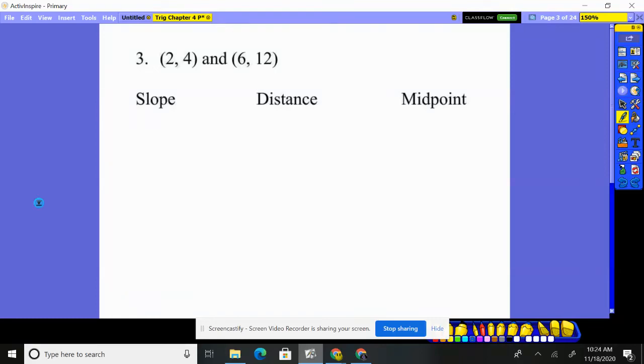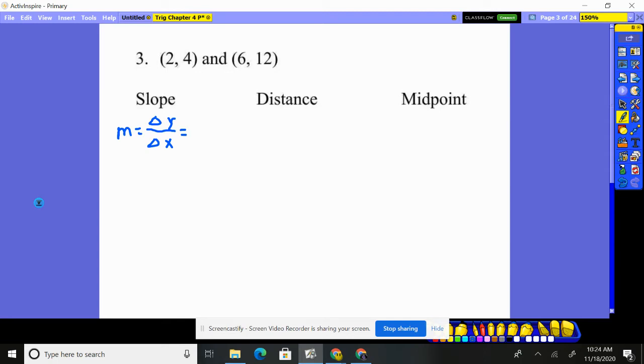Problem 3, slope, distance, midpoint. Slope is simply rise over run. Well, how do we get that? Because in a picture, it's easy to do rise over run. If you're rising up, you're simply looking at the difference of your y's divided by your running over. That's movement left and right. That's just the change in your x's. So all I have to do is subtract my y's over subtracting my x's.